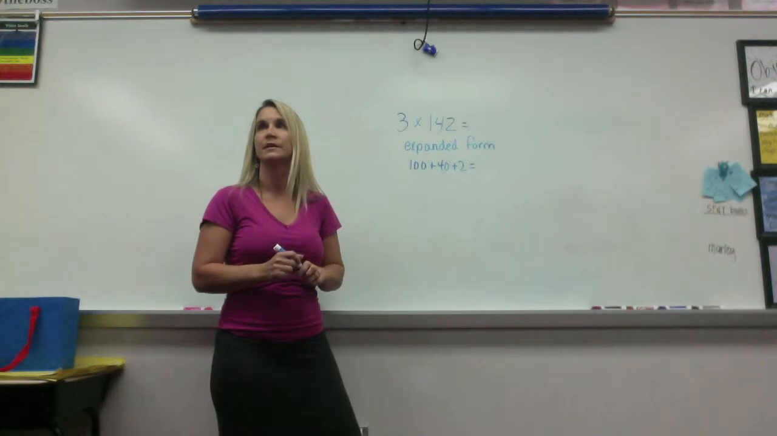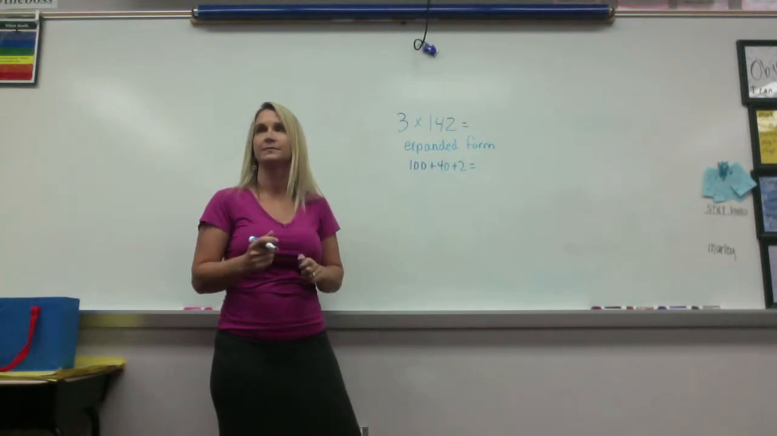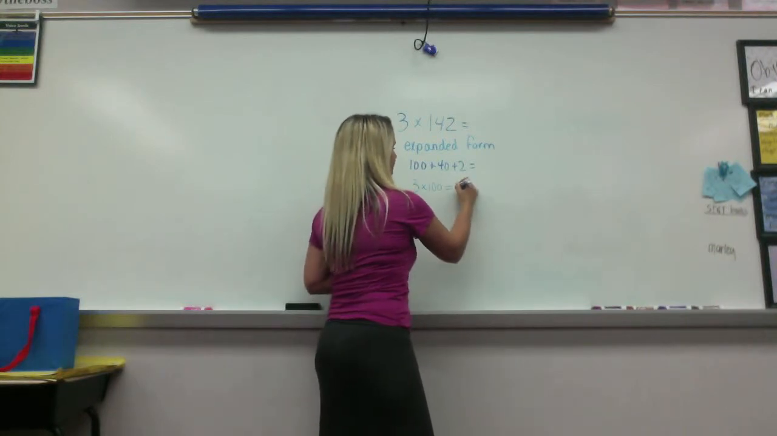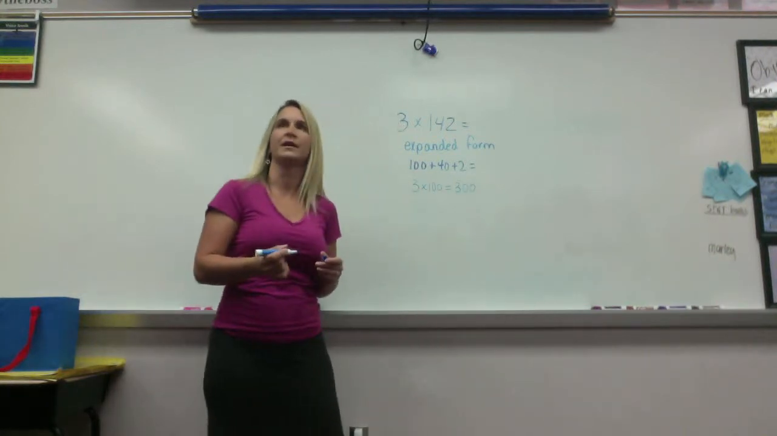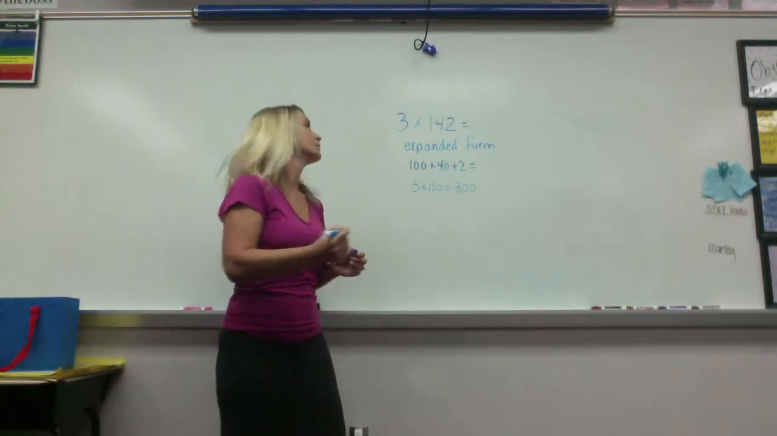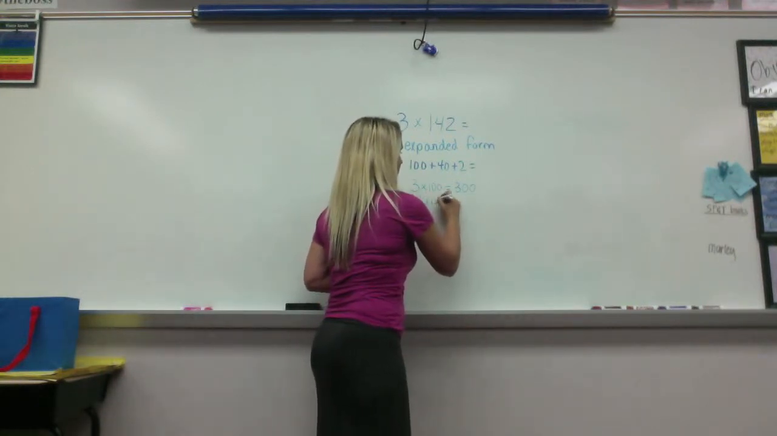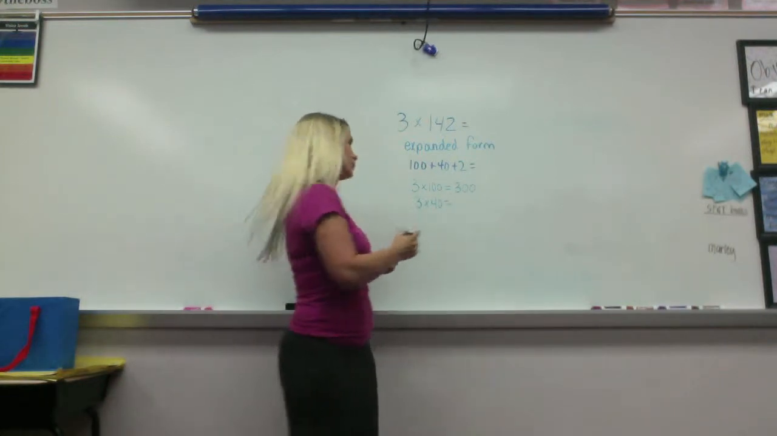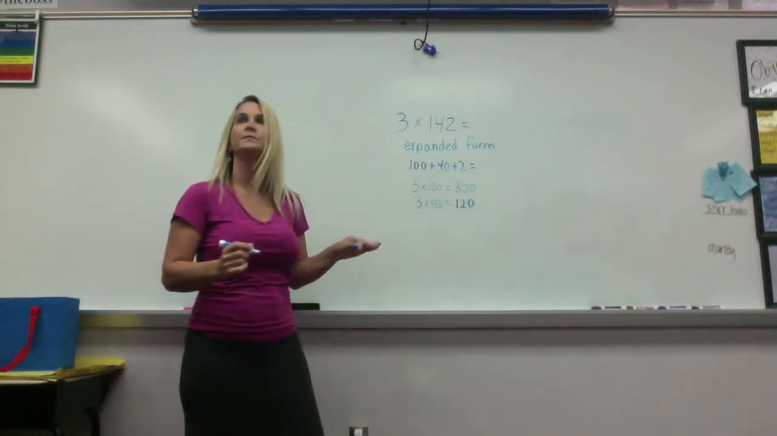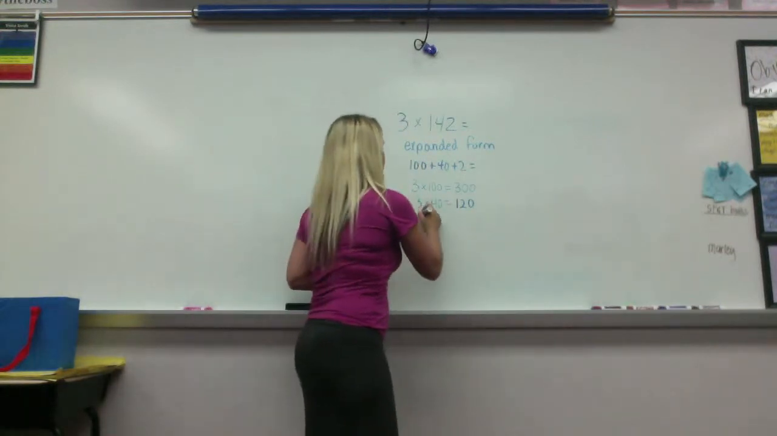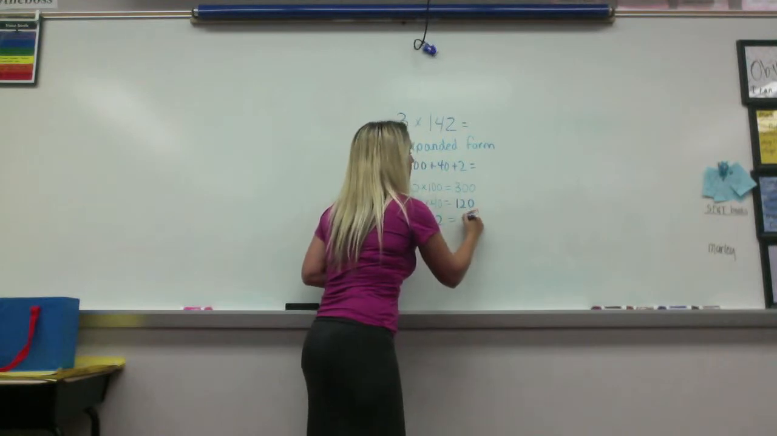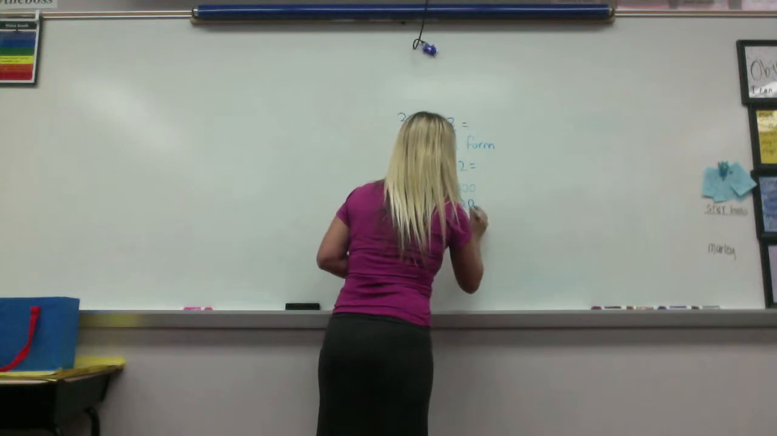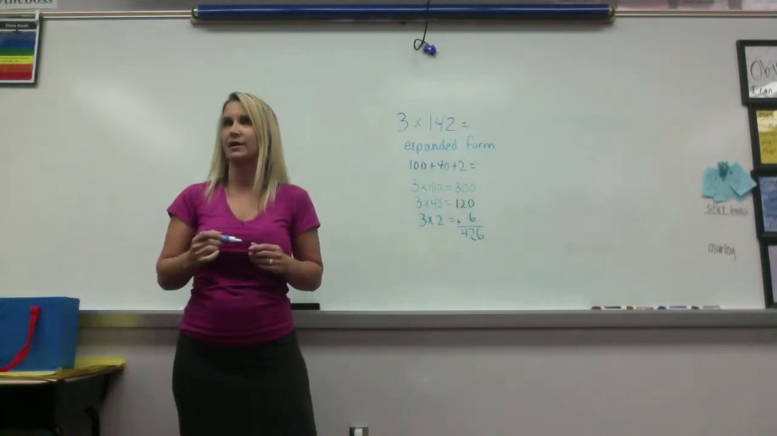Rashawn? We multiplied it, and how did we do that? 3 times 100, and what did we get when we did 3 times 100? Okay. Then what am I going to do, Joaquin? 3 times 40. What do I get if I do 3 times 40? 120. Okay, and the last one? 3 times 2. 6. And then what did I do with these numbers? Add them.